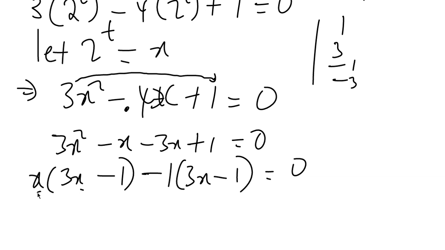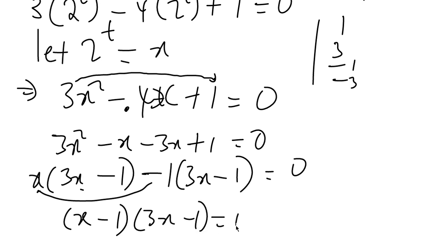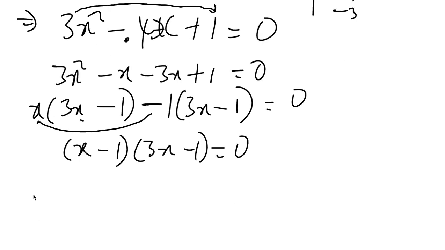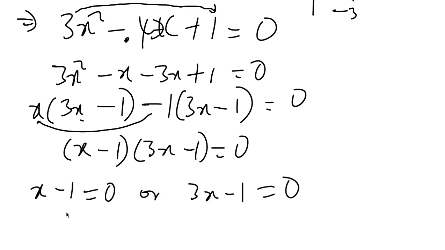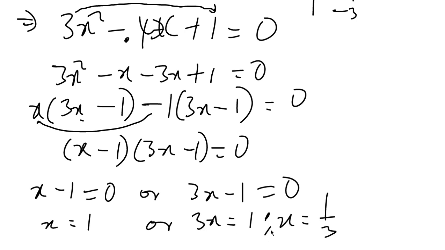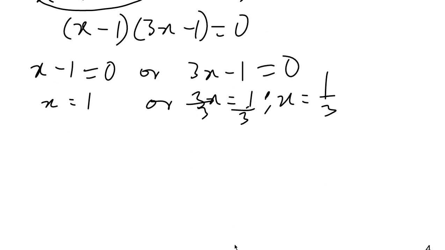So we now pick this and this. Then on successful factorization, we have that x minus 1 into 3x minus 1 is equal to 0. And then you equate each component to what? 0. That will be x minus 1 equal to 0, or 3x minus 1 equal to 0. That will be x equal to 1 or 3x equal to 1, which implies that x is what? 1 over 3, because when you divide through by 3, you get what? x as 1 over 3. So you now see that what? x is 1 over 3 or 1.